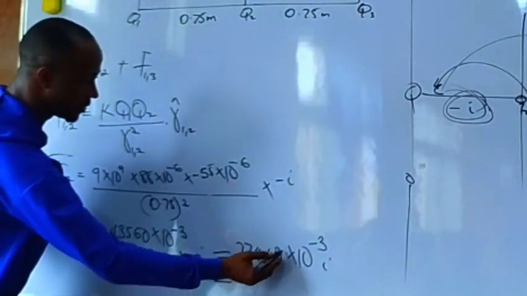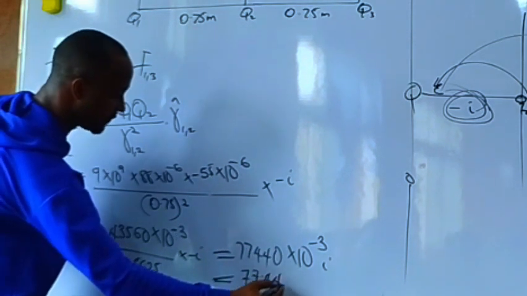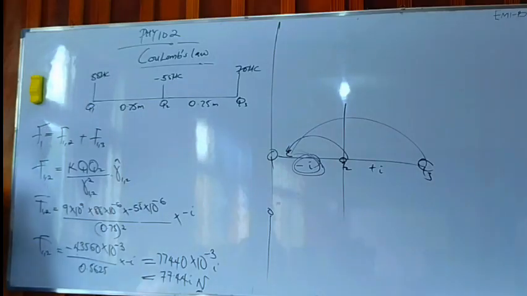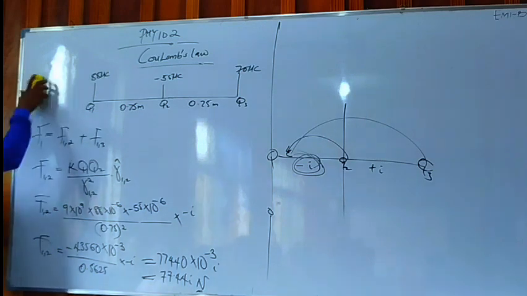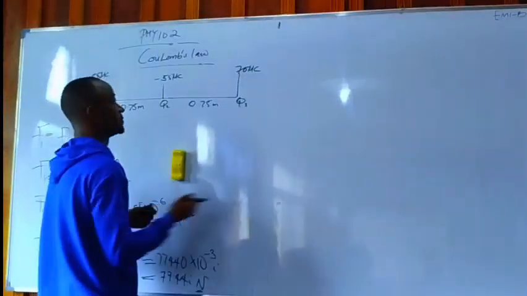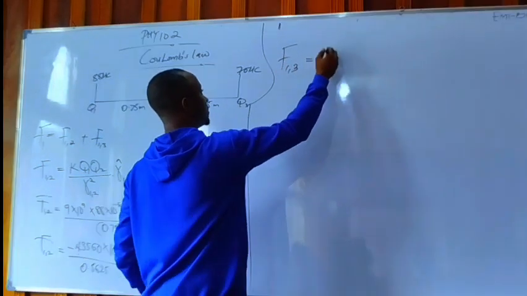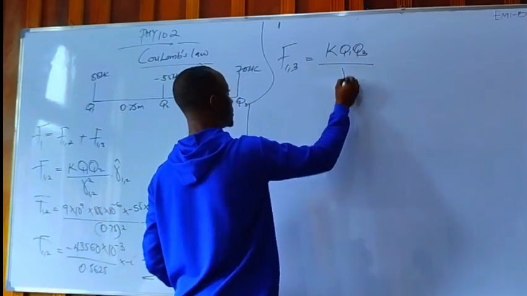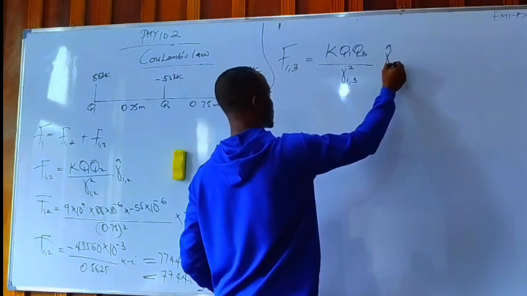Move your point this way. 1, 2, 3. That gives us 77.44 i, all in newton. Is it? Okay. So let's find F13 now. For F13, what do we have? k Q1 Q3 over r squared 13 times the unit vector of 13.